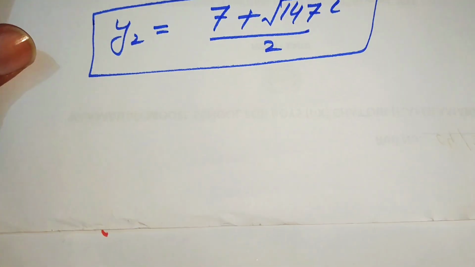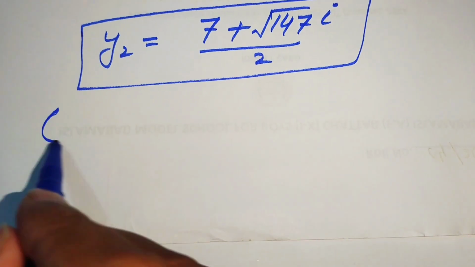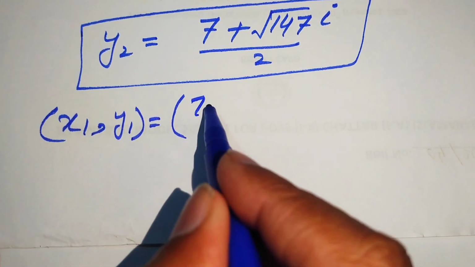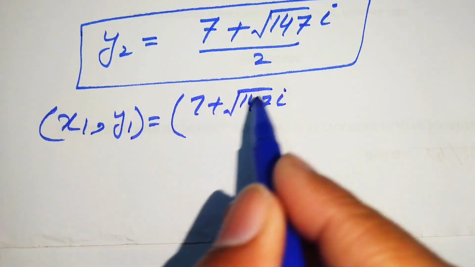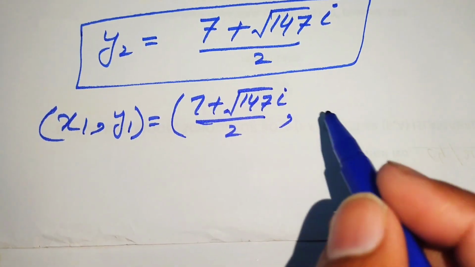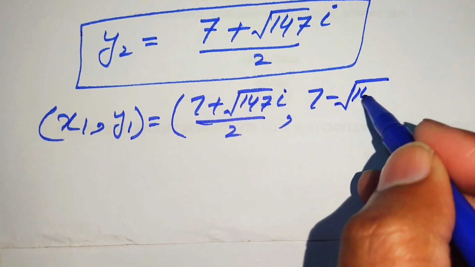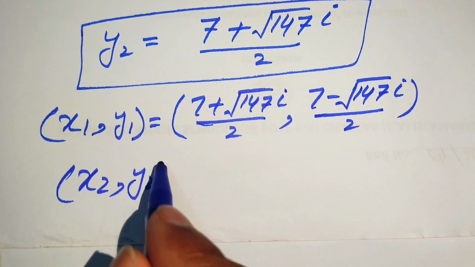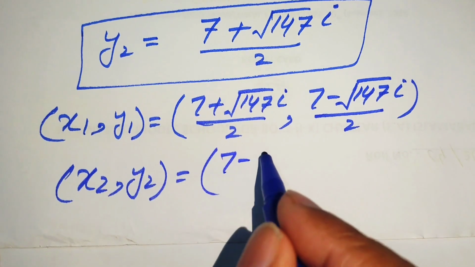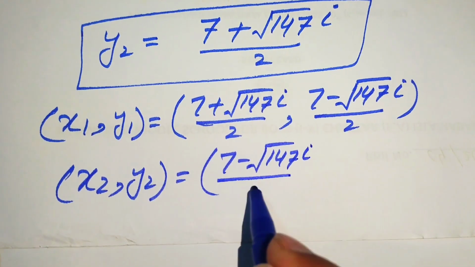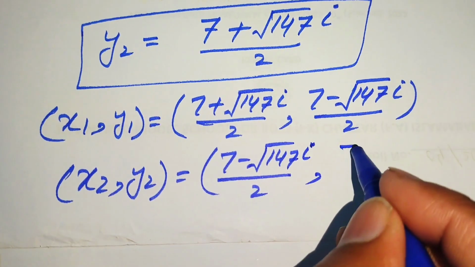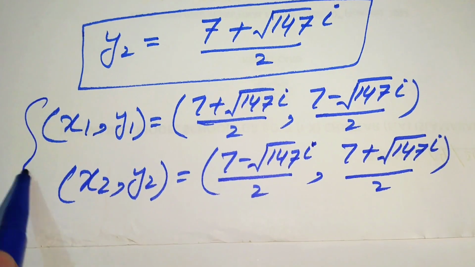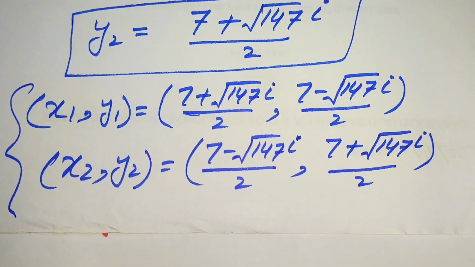Finally, we have the two roots of the given equation. The first root is x1, y1: the value of x1 is 7 plus square root of 147 iota divided by 2, and the corresponding value of y1 is 7 minus square root of 147 iota, divided by 2. The second root is x2, y2: x2 is 7 minus square root of 147 iota divided by 2, and the corresponding value of y2 is 7 plus square root of 147 iota divided by 2. We have these two roots of the given equation, and this is the final answer.